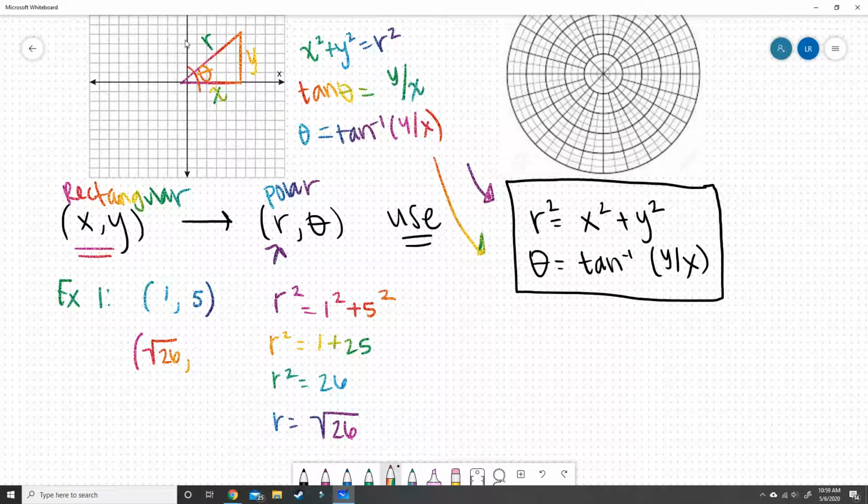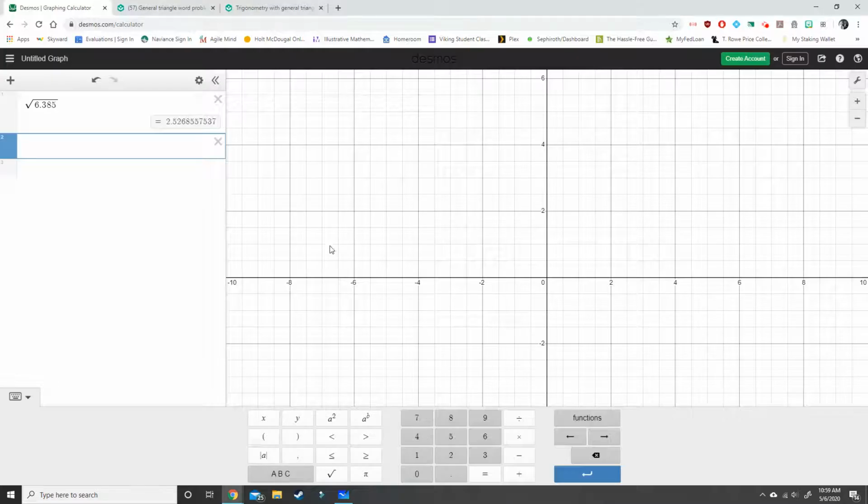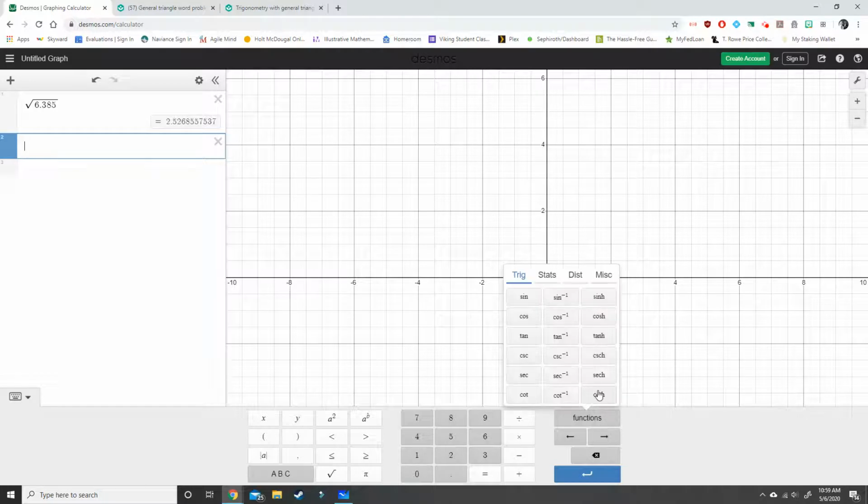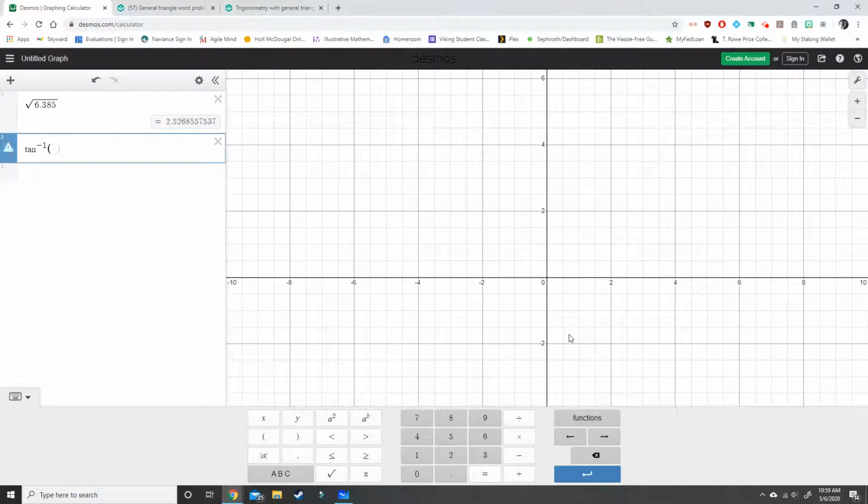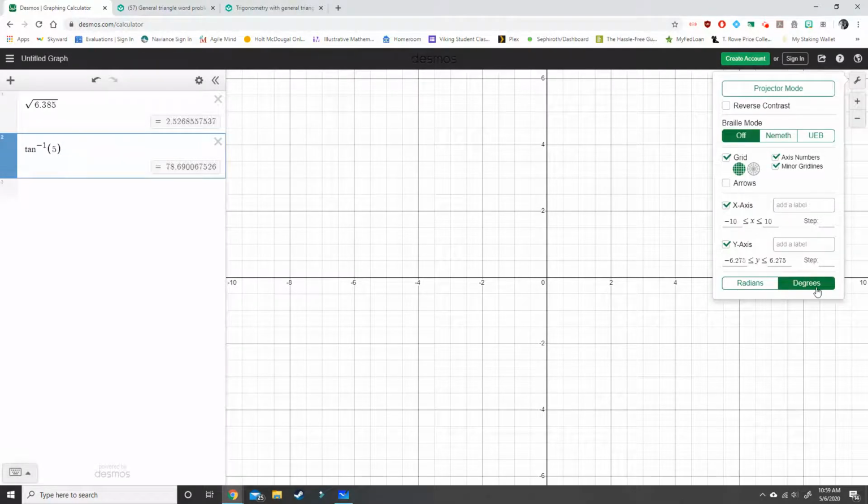Now we need to figure out theta. And so theta is going to be the inverse tangent of y divided by x. I need to plug that into a calculator. I don't know how to do that off the top of my head, so I'm going to click on Desmos. And if you click functions, there is inverse tangent. And 5 divided by 1 is just 5. And then I want to make sure that I am in degree mode because right now we're putting things in degrees. If we were putting it in radians, which we can do, then you would just click radian. So in degree mode, the inverse tangent of 5 is going to be 78.7 degrees.